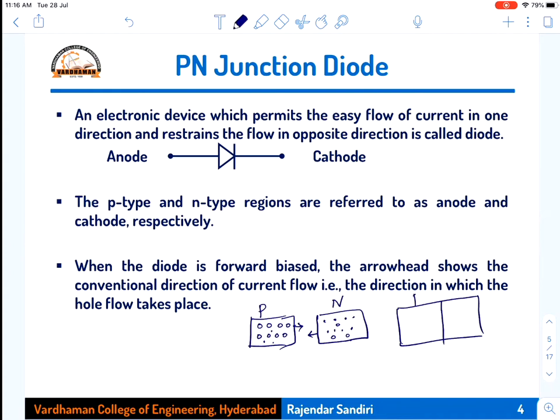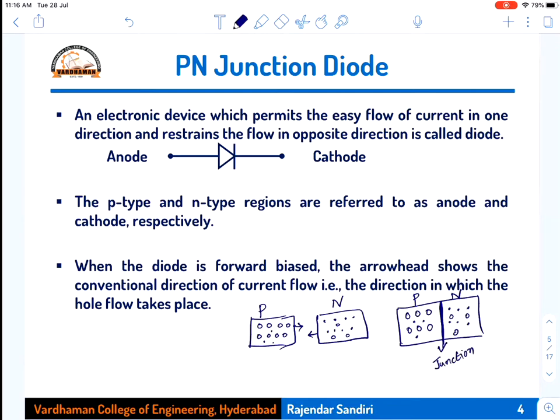This is p-type, this is n-type. These all are having holes in it, and less number of electrons are there. These are having electrons in it, and less number of holes are there. So we brought both of them together. When both of them are together, we got this point where both the materials are joined. This we call it as junction.